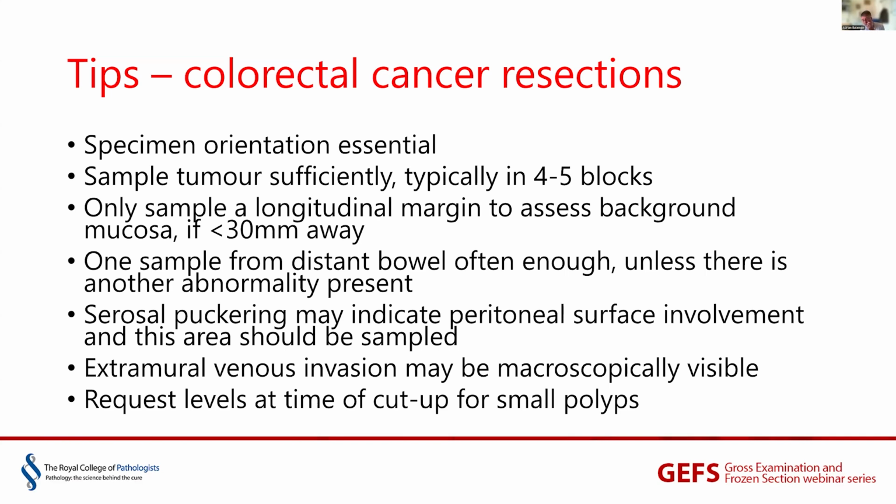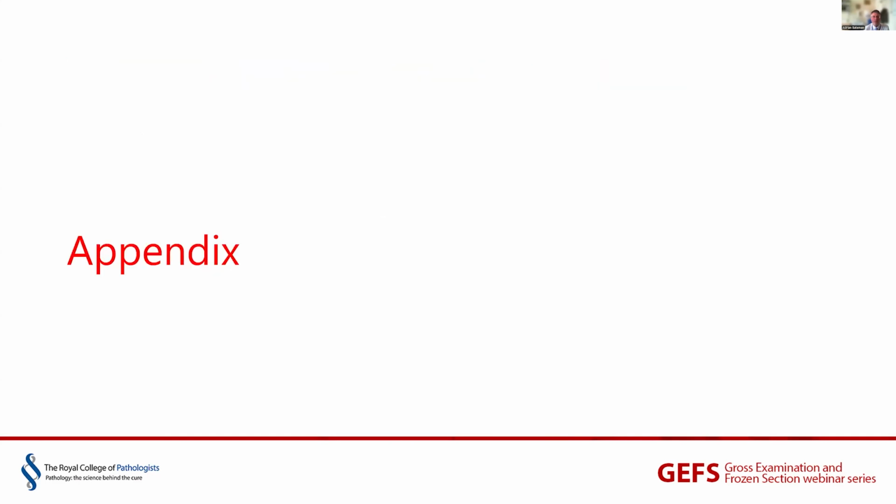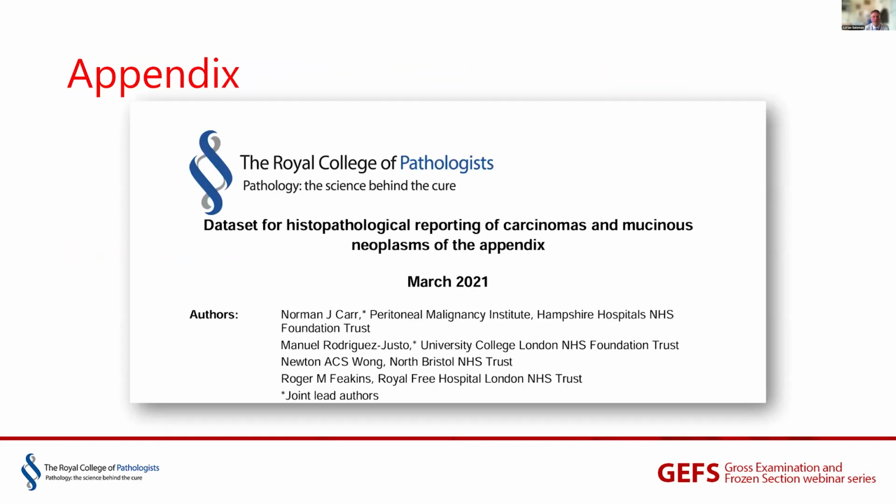And if you're also looking for small polyps, and you think you found small polyps, what I often do is put them into a separate cassette, or you might put 2 small polyps into one cassette. And I ask for levels at the time of cut-up, because it's quite often that you then receive a single H&E slide if you don't ask for levels, and you'll wish you had asked for levels to identify what the polyp was. Okay, the appendix then, a couple of words about this.